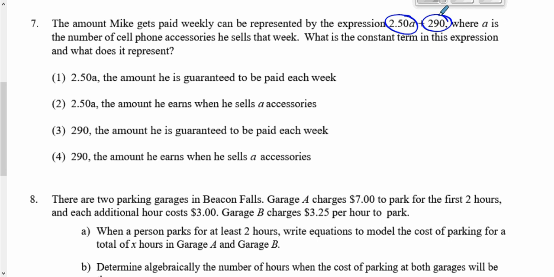You guys know what a constant term is? It's constant, it doesn't change, there's no variable. So what part is the constant term? 290. The 2.5A changes, it's a variable term, because you plug in a different A. So what do you think that constant term is? Yeah, and some commission jobs give you a certain amount no matter whether you sell anything or not, just for showing up. Then on top of that, you can earn more per thing you sell. So you guys would agree that the answer to this is choice 3.